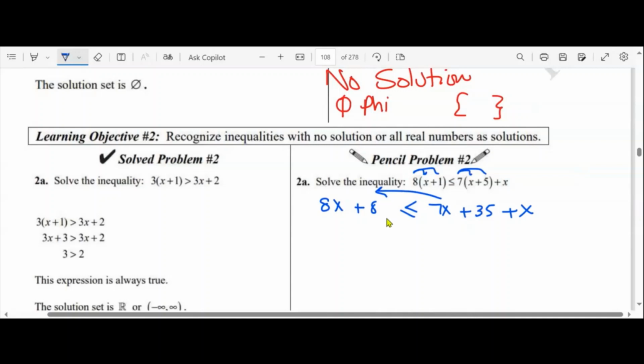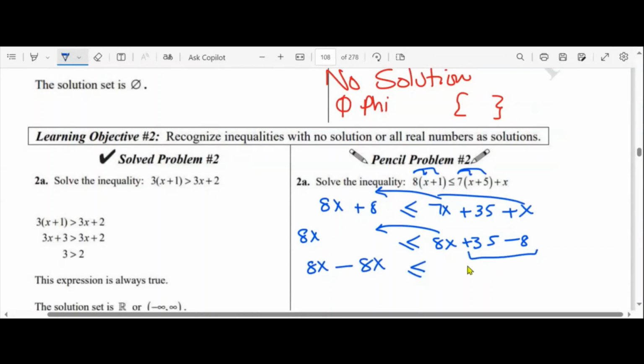Now we move the x's together, right? And the numbers together. x and x give you what? So you have 8x here, right? And 35 minus 8, right? Move this here. So we get 8x minus 8x less than or equal what? Combined. What do you get? 7, Doctor, not 8. No, it is fine. x plus x, 27. 27? Sure.